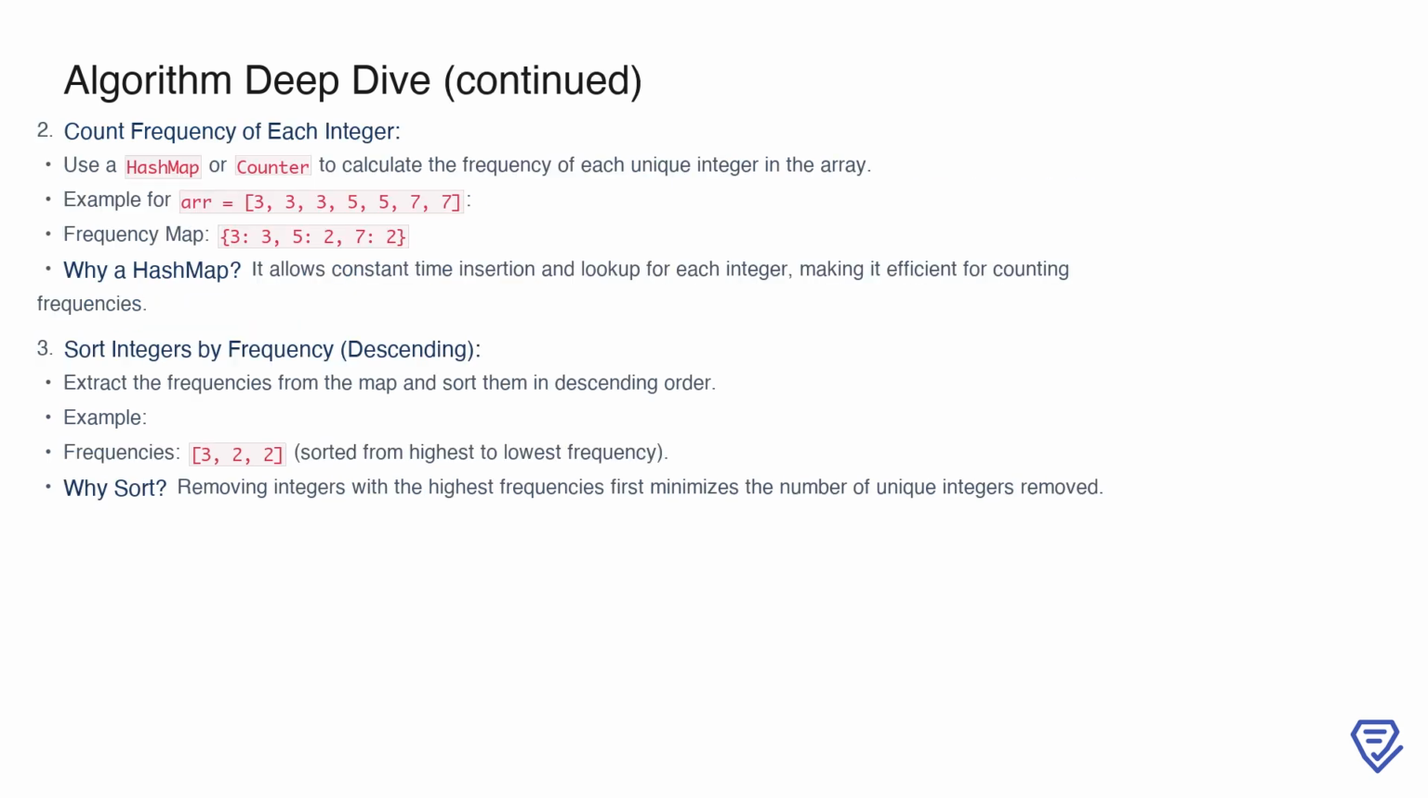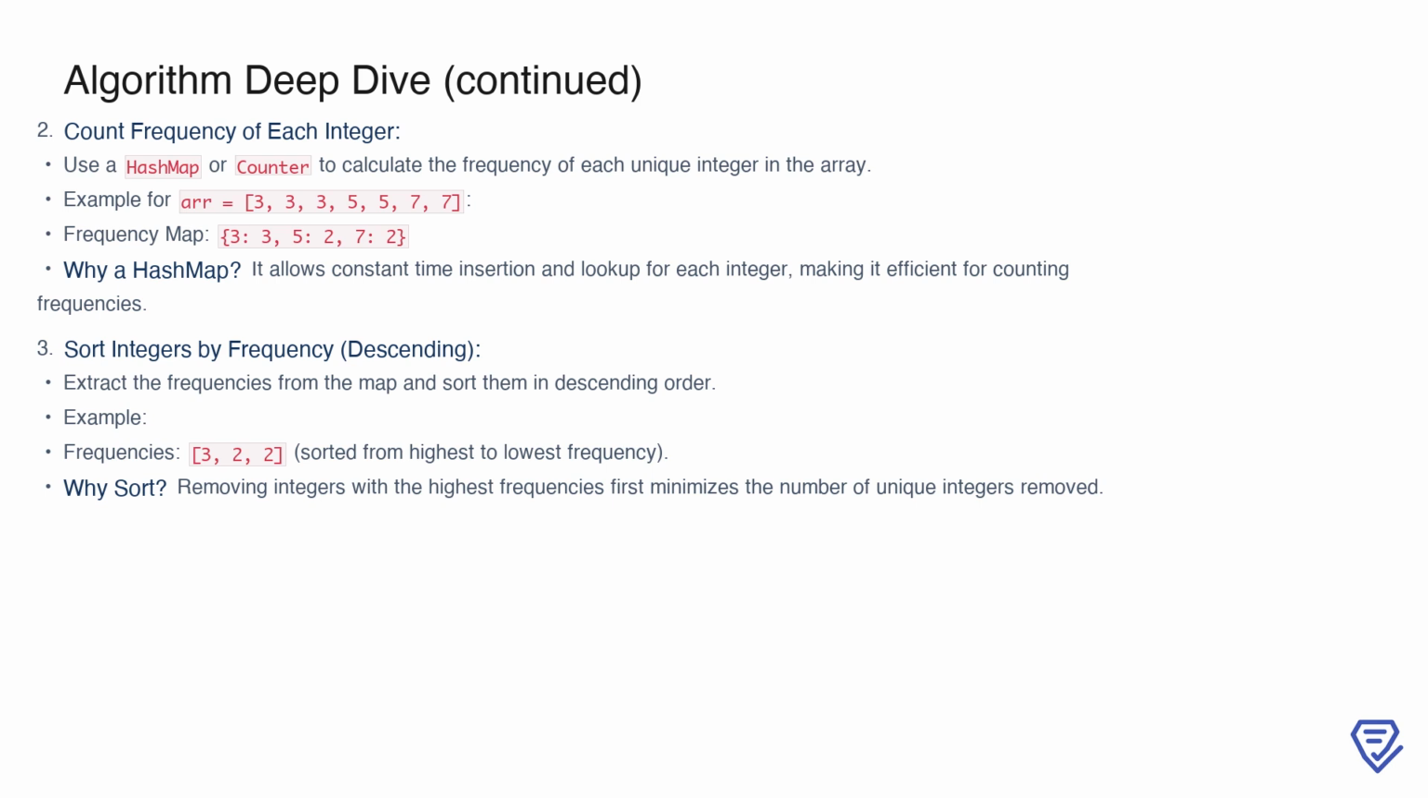The first step is to count the frequency of each integer in the array. Using a hash map or a counter is ideal because it allows us to efficiently track how many times each number appears. For example, in the array 3, 3, 3, 5, 5, 7, 7, the frequency map would be 3: 3, 5: 2, 7: 2. This gives us a clear view of the distribution of numbers.